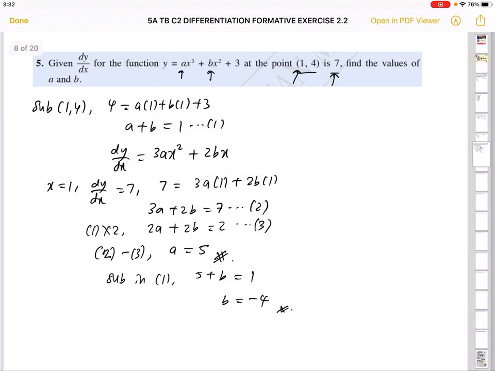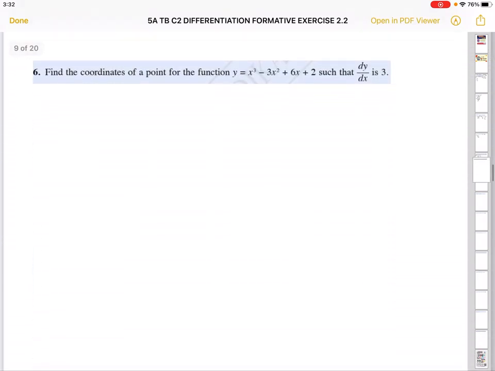Okay, let's move on to question number 6. You're supposed to find the coordinate of a point on a curve such that your dy/dx is 3. So step 1, we differentiate. When I differentiate x^3, I get 3x^2. Hope you're okay with your technical differentiation. Differentiate negative 3x^2, 3 times 2, 6x. Differentiate 6x, you get 6. Differentiate 2, you get 0.